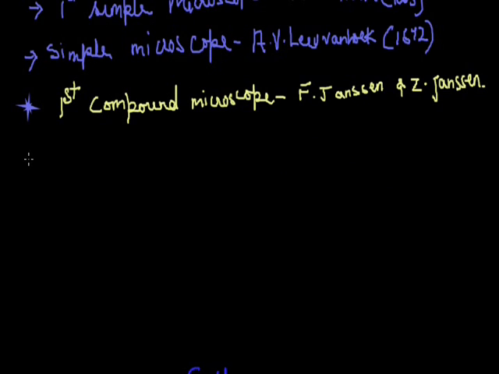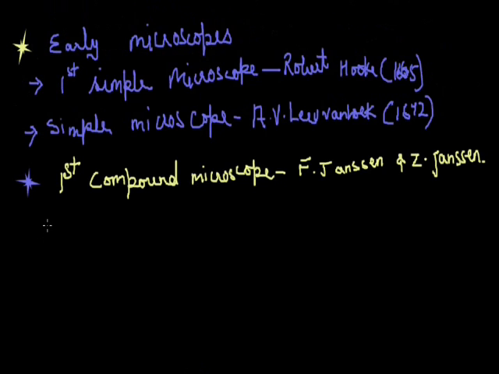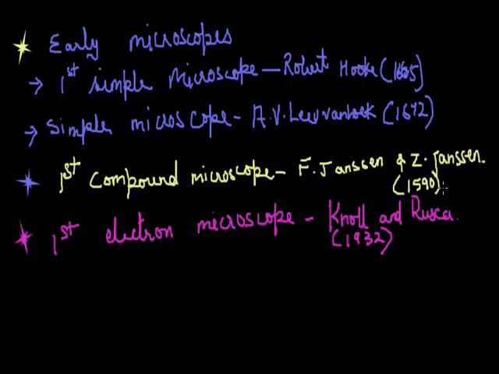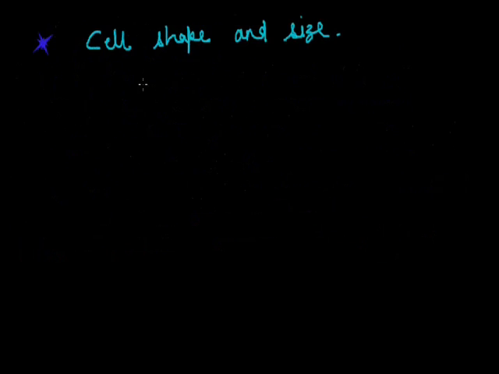This is the normal microscope which is used in school laboratories. The first electron microscope was discovered by Noll and Ruska in the year 1932, and it is used to study the ultrastructure of cell and various cell organelles. Let us now talk about the cell shape and cell size. First, we will talk about the shape of cells.